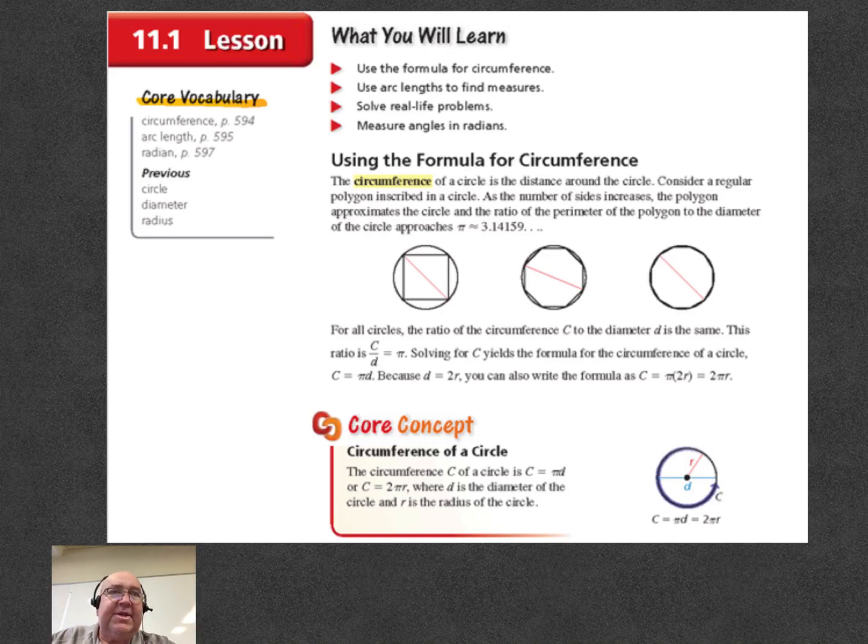Alright, we're into our last chapter. We're going to be working with area and circumference problems. Today we're working with circumference to find the distance around a circle and even arc lengths. So the circumference of a circle is either pi times the diameter or 2 times the radius times pi.